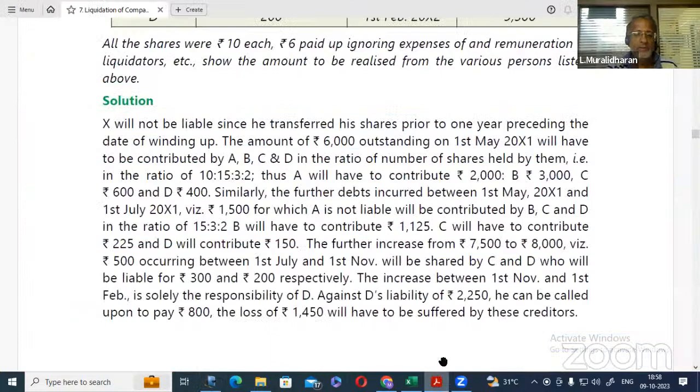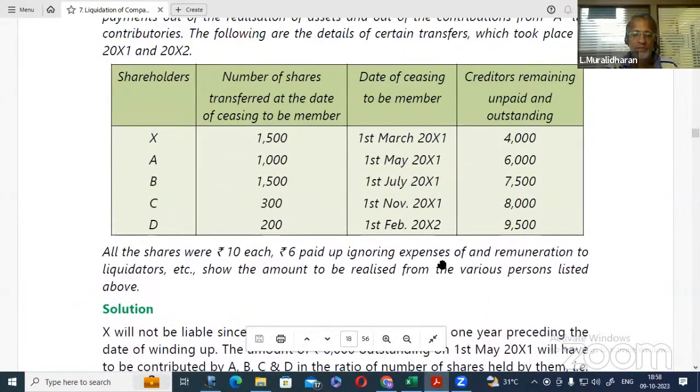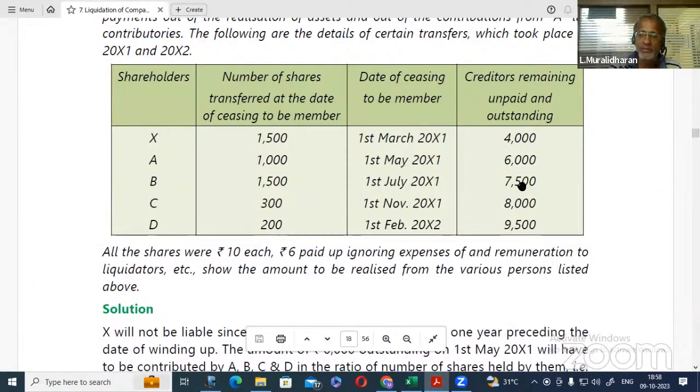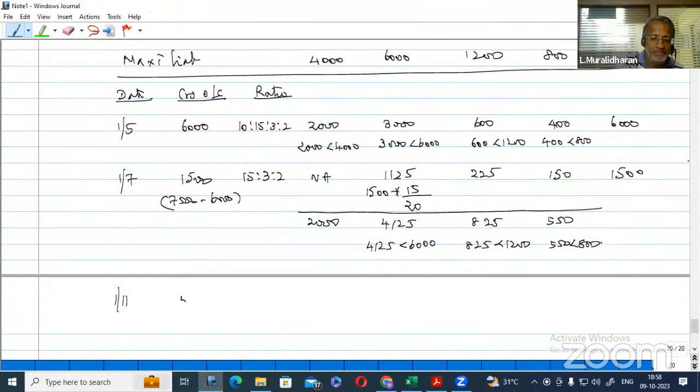Then, 1st November. How much is that? 500 only. 8,000 minus 7,500. 3:2. Not applicable, not applicable. Here, 300 and 200.